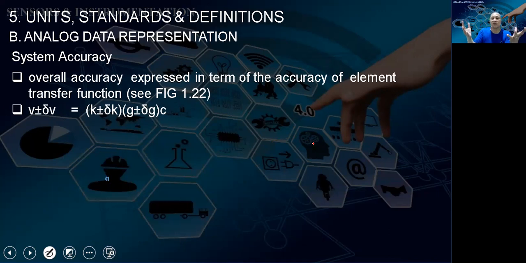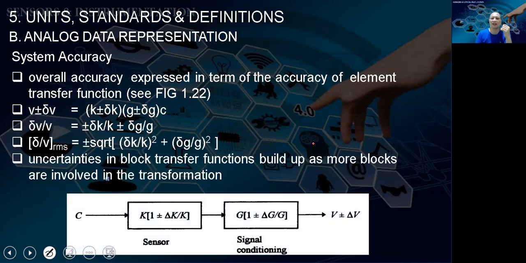So the transfer function itself. Figure 1.2, yeah. V plus or minus delta V equals, okay, the picture, maybe I should just put the picture here. Yeah, it can be like that. So V plus or minus dV equals K plus or minus dK times G plus or minus dG. I'm sorry, there is a difference here. It should be capital G.